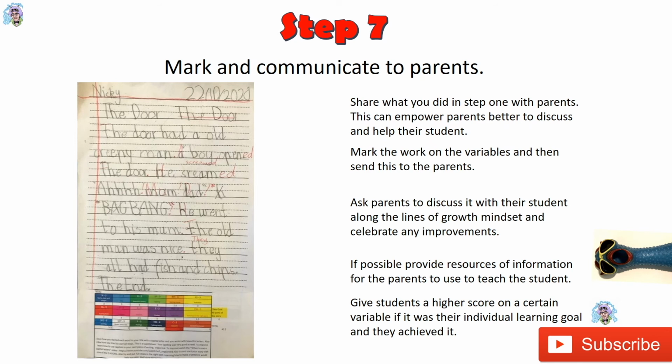Step 7, mark and communicate to parents. So share what you did in step 1 with parents. This can empower parents to better discuss and help their students at home. Mark the work on the variables and then send this to the parents. Ask parents to discuss it with their student along the lines of growth mindset and to celebrate any improvements, and to teach along the lines of what you shared with them from what you did in step 1. Also, if possible, provide resources of information for the parents to use to teach the student.